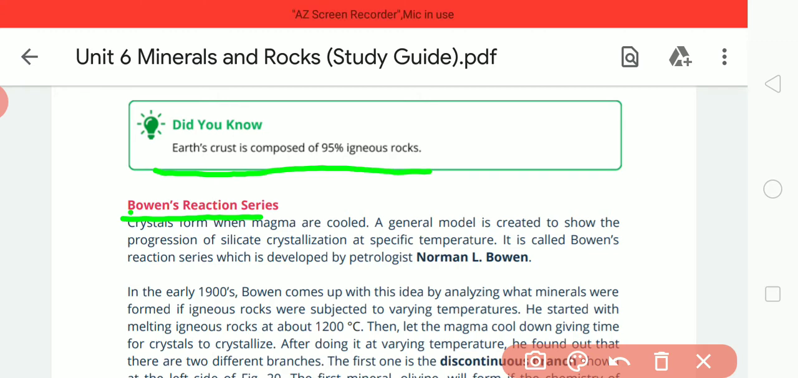Now, crystals form when magma is cooled. A general model is created to show the progression of silicate crystallization at specific temperatures. Now, ang pasabot anang crystallization class, that is when a liquid, a gas, or those three types of physical state of matter are being transformed into its solid state.